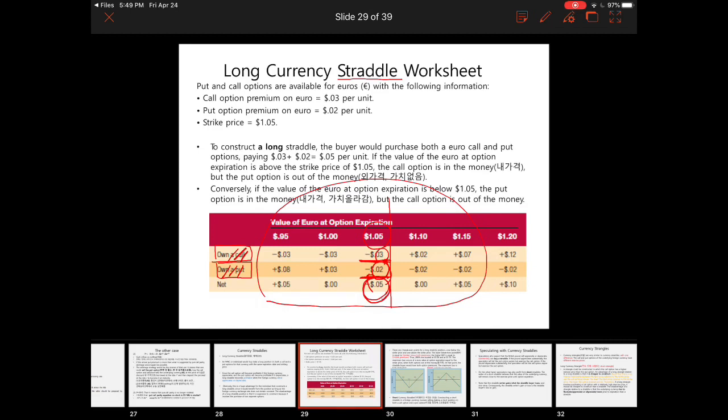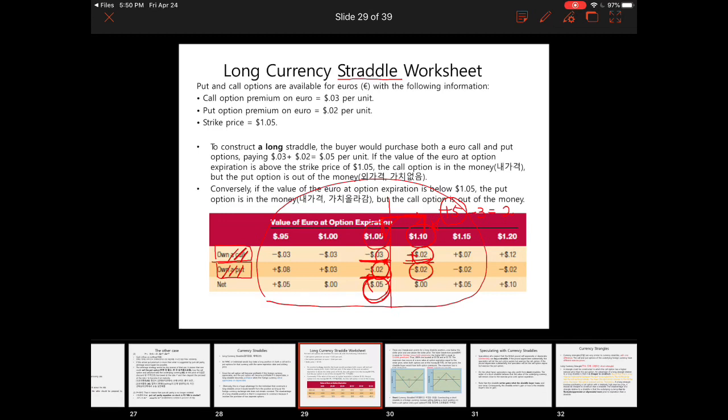By the way, let's say the euro appreciates. So the spot price, someday in the future, becomes $1.10. Then which option will give you a positive payoff? That will be the call option. How much? The gap between spot price and exercise price will be 5 cents. By the exercise, you will earn 5 cents. But you need to consider the premium you paid for the call. How much was it? It was 3 cents. So minus 3 will give you 2 cents. That's this plus 2.